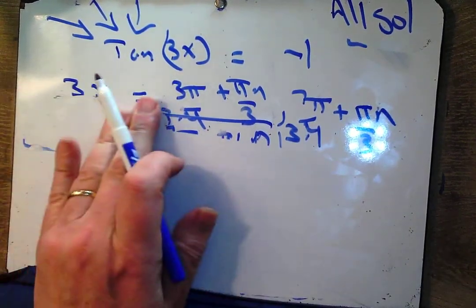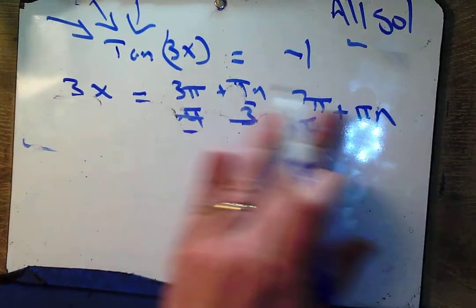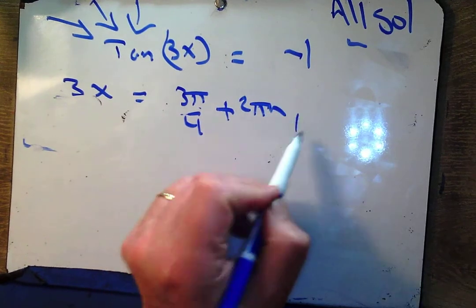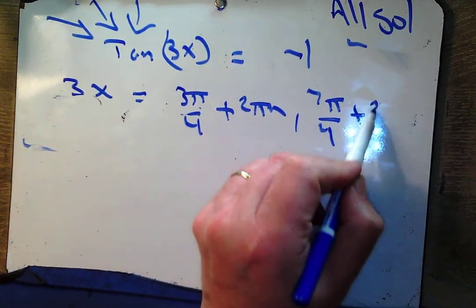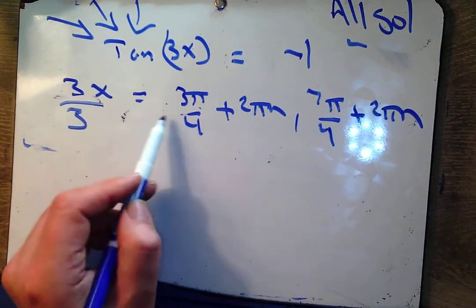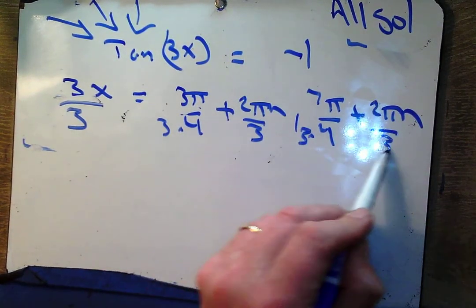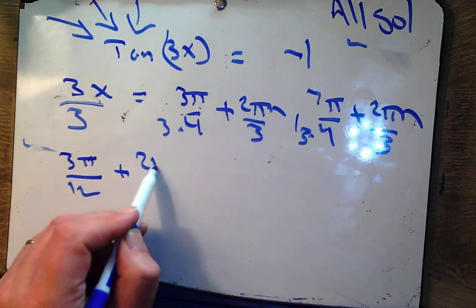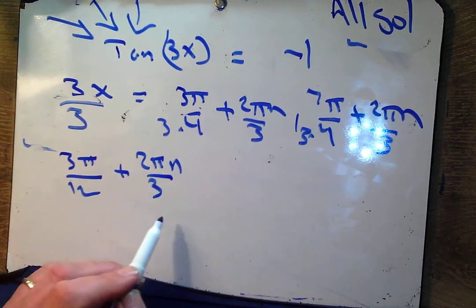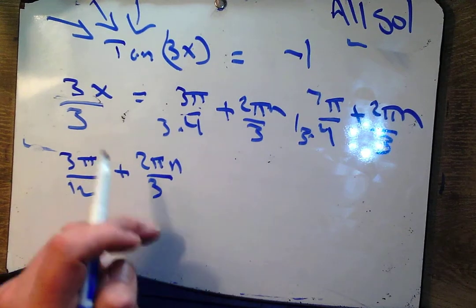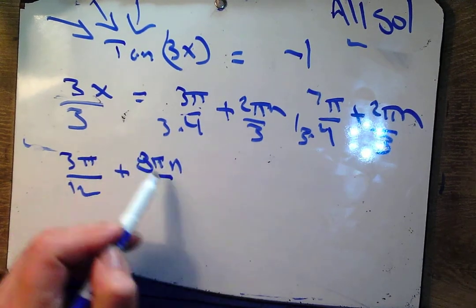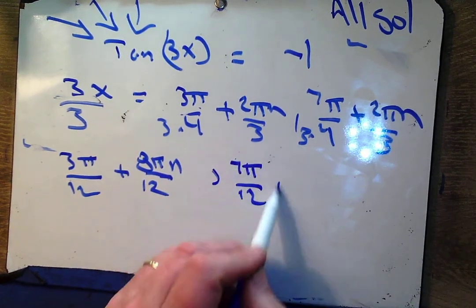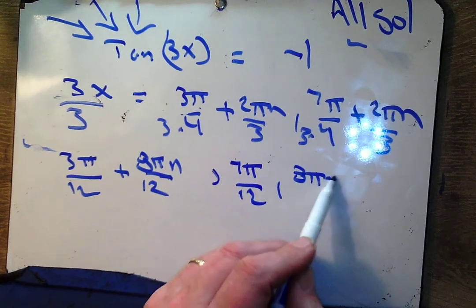Okay, so we're looking now at 3 pi over 4 plus 2 pi n, and 7 pi over 4 plus 2 pi n. Okay, and I'm dividing by 3. Okay, so now I've got 3 pi over 12 plus 2 pi n over 3. And for the purposes of this experiment, I'm going to turn these both into 12ths. So this is 8 pi n over 12. Okay, and here we have 7 pi over 12 plus 8 pi n over 12.